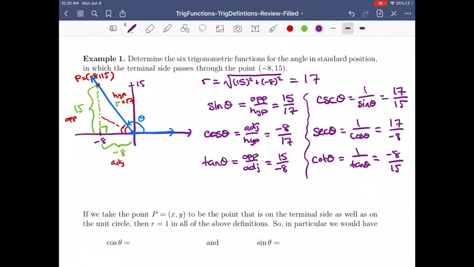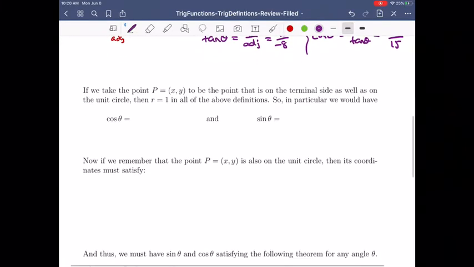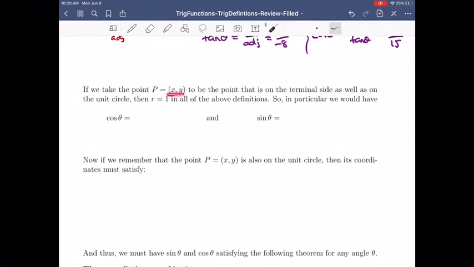So those would be the trig values for the angle with terminal side that goes through that point. Now if we take point P, that's (x, y), to be on the terminal side as well as on the unit circle, then r is 1. So our definitions get easier.